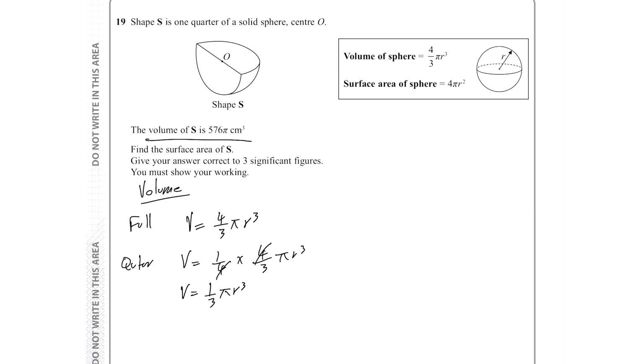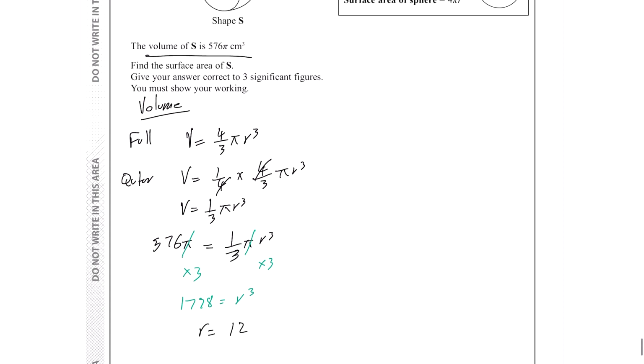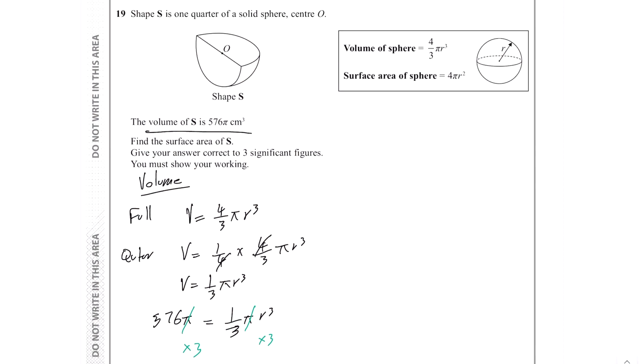But now they've told us the volume of this sphere, which is a quarter, is 576 pi. So if I come down here and write 576 pi is equal to this formula, I can cancel the pis out because I can divide each side by pi. I can then times each side by 3, and that gives me 1728 is equal to r cubed. And now I can cube root each side and I get the radius as 12. So now I know what the radius is, I can use that for the surface area.